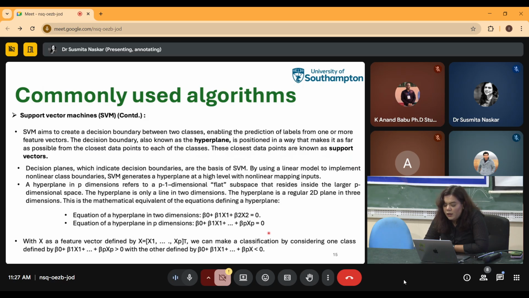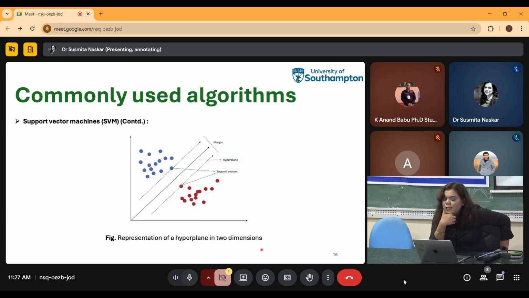So with the feature vector x, we classify one class as having beta 0 plus beta 1 x1 plus beta 2 x2 up to beta p xp greater than or equal to 0, and the other class as less than or equal to 0. So in simple terms, support vector machines find the line, plane, or hyperplane in higher dimensions that is the best way to separate the data and maximize the margin between the classes, thus improving the prediction accuracy.